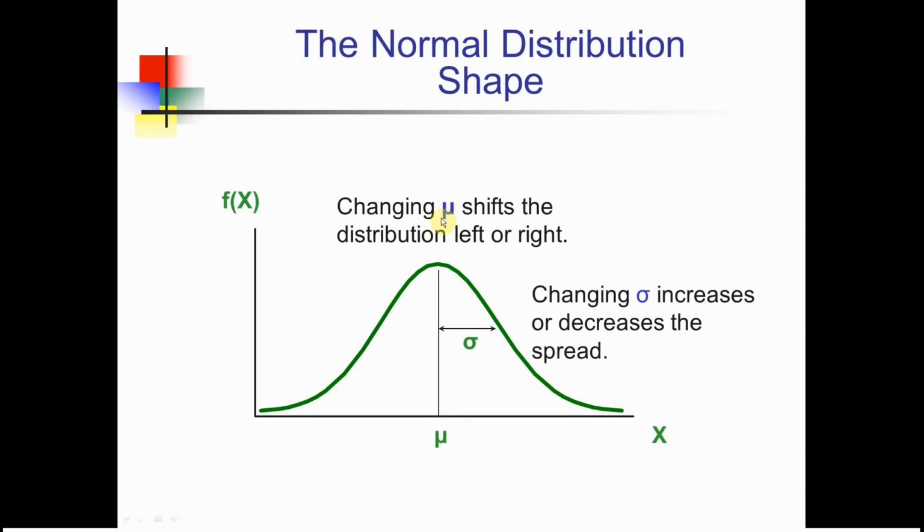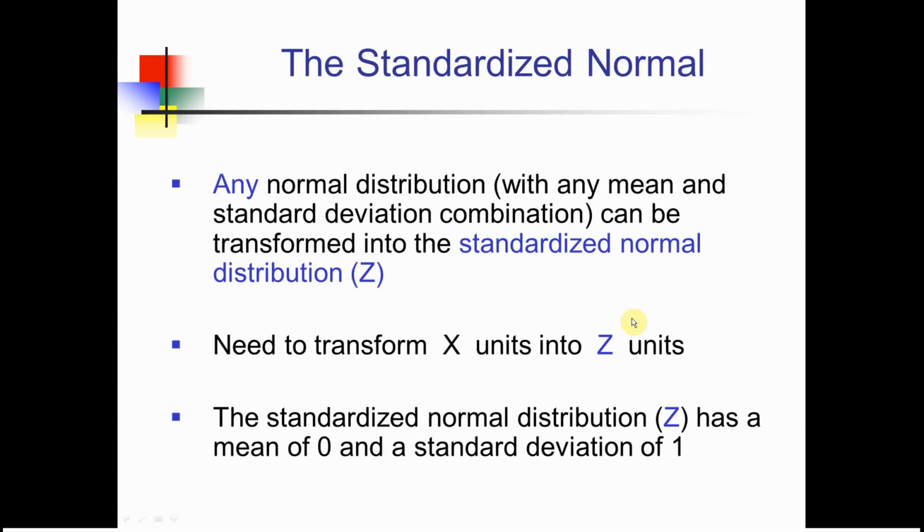So mu, or the mean, will shift it left or right, and sigma will increase or decrease the spread, making it taller or fatter. Because of that, we often will talk about the standardized normal, where the mean is 0 and the standard deviation is 1. Any normal distribution can be converted into a standard normal distribution, and any standard normal can be converted to any other. There are formulas that will transform a normal with mu and sigma into the standard normal.